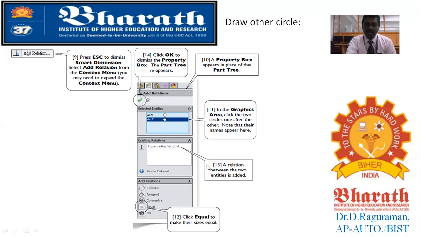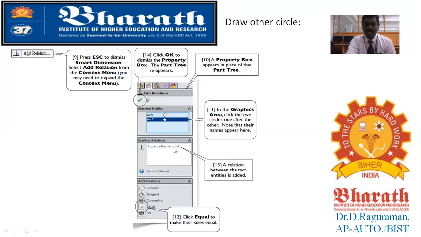Next thing you will be creating a relation. What is the relation between the two? You will be having equal radius. You have created a relation, equal radius, that is the relation between both. For that you will be making the relation, click equal to make their sizes equal. If it is concentric, you can select concentric. If it is tangent, you can click tangent. Now you are going to make an equal dimension, so that's the relation needed.